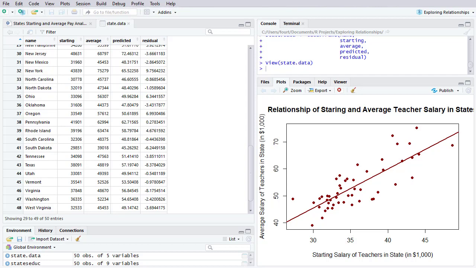We have one more two-variable relationship to look at: the association among two categorical variables. I'll begin that in the next video.